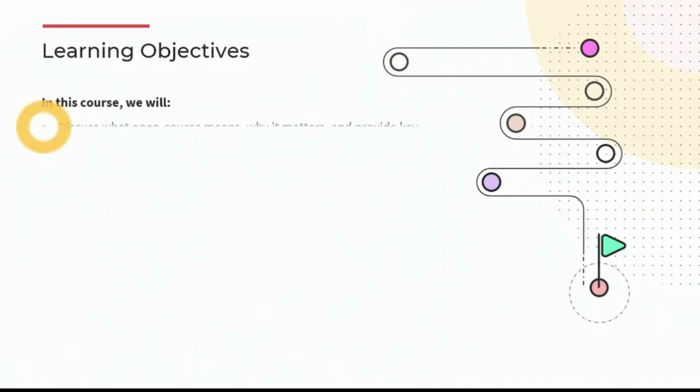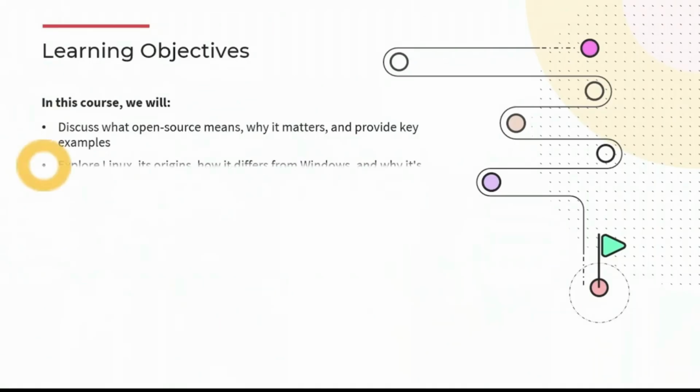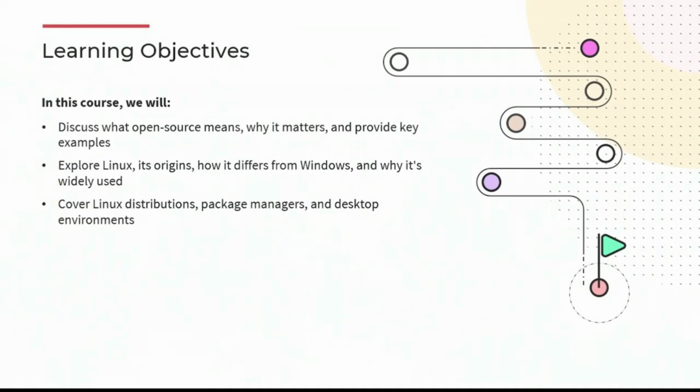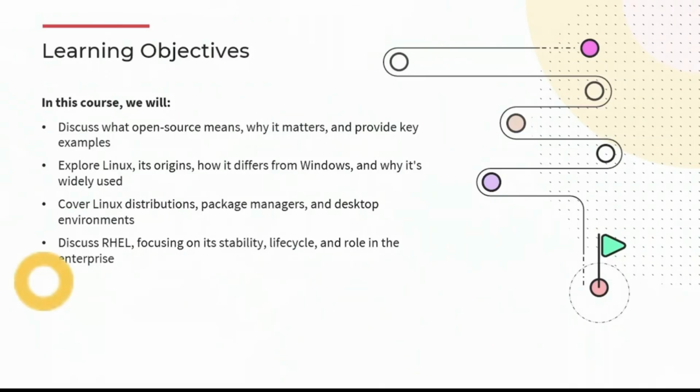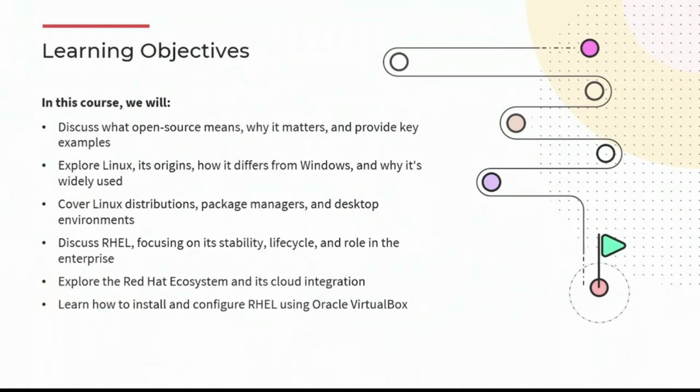In this course, we will discuss what open source means, why it matters, and provide key examples. We'll then explore Linux, its origins, how it differs from Windows, and why it's widely used. Next, we'll cover Linux distributions, package managers, and desktop environments. We will also discuss Red Hat Enterprise Linux, RHEL, focusing on its stability, lifecycle, and role in the enterprise, and explore the Red Hat ecosystem and its cloud integration. Finally, you will learn how to install and configure RHEL using Oracle VirtualBox for hands-on practice.